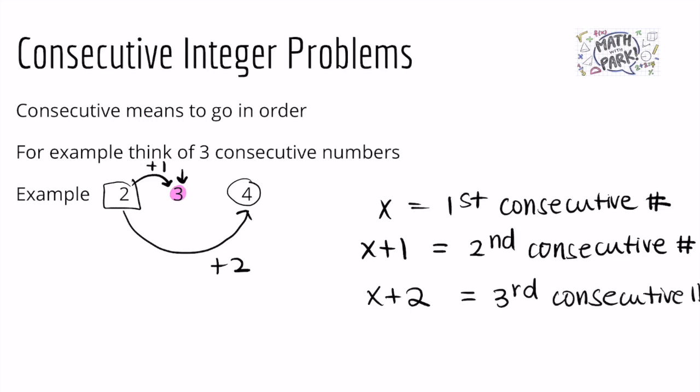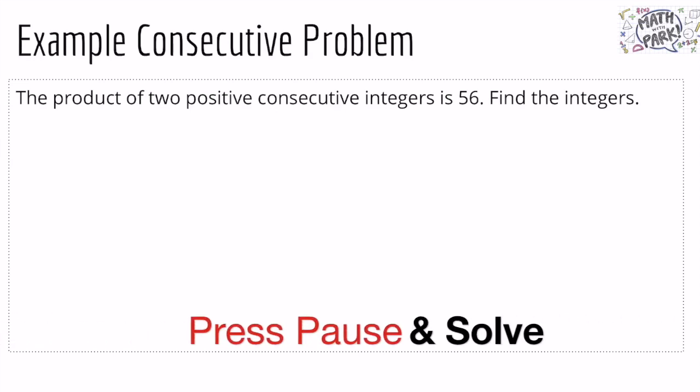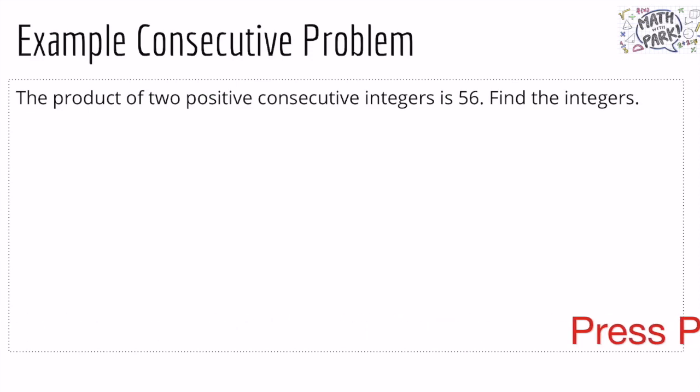So using this idea, we're going to solve this problem. The product of 2 positive consecutive integers is 56. Find the integers. So I would like you to press pause and try this problem on a scratch piece of paper and then resume the video once you're done. So welcome back. I hope you solved the problem and you're not just waiting for the answer.